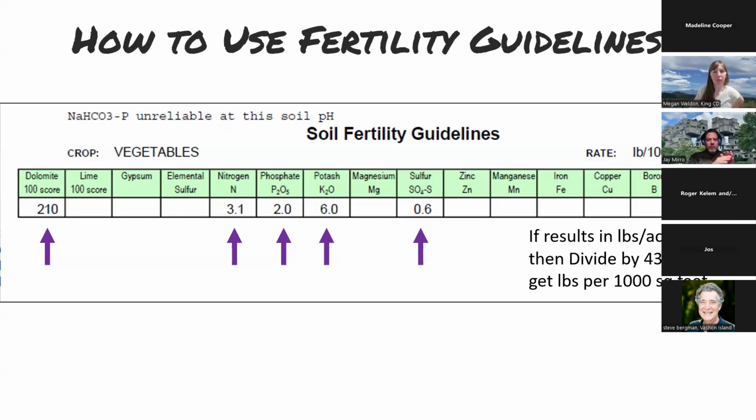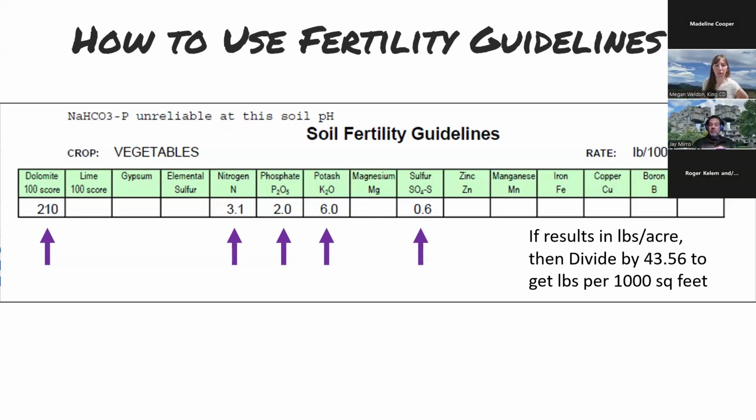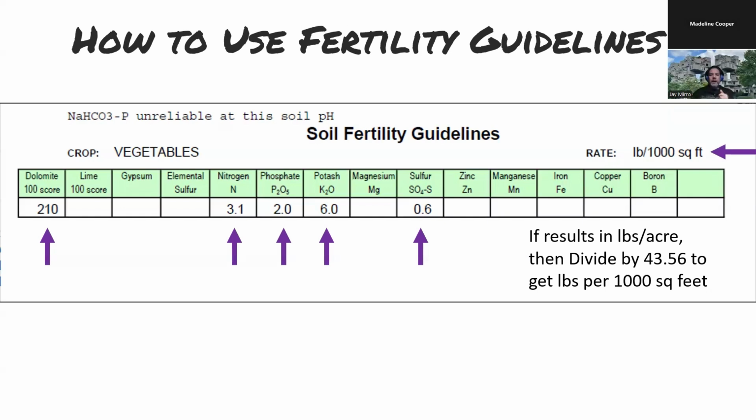And underneath, we go through all the types of nutrients that they're recommending. And this is pounds per 1,000 square feet. So the first column, they're recommending dolomite, and that's to adjust the pH. 210 pounds of dolomite per 1,000 square feet. We have 3.1 pounds of actual nitrogen per 1,000. Phosphate is 2 pounds, potash is 3, and sulfur 0.6.